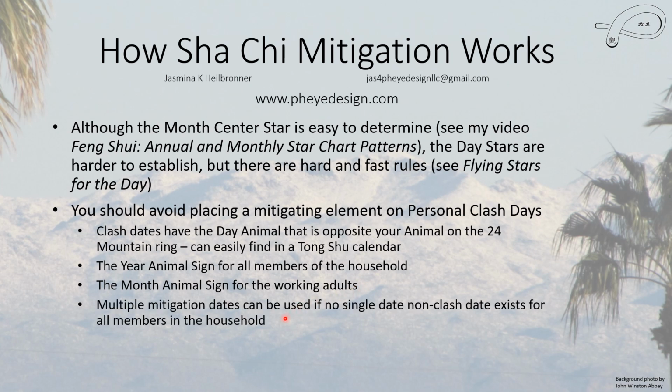Now, multiple dates can be used if there's no single non-clash date. I mean, if you can't get a single date that's a non-clash date, you can do this double. You can place things twice. Now, if you place it on a clash day, let's say it's your clash day, you won't feel the mitigation, but everybody else in your household that doesn't share your animal sign will feel it. They will feel things will get better for them. That's why you can wait for another date later that month to place it, because you should have a date for everybody.